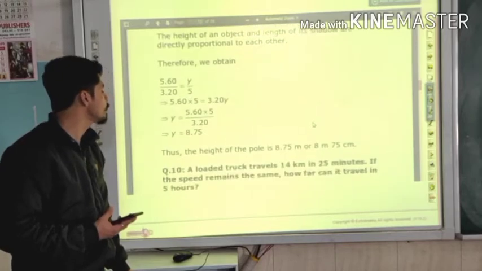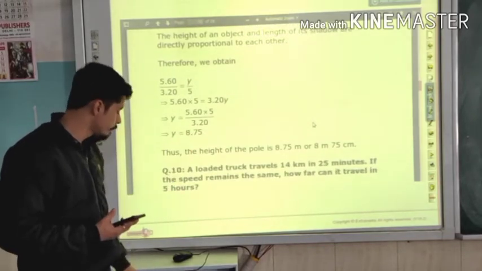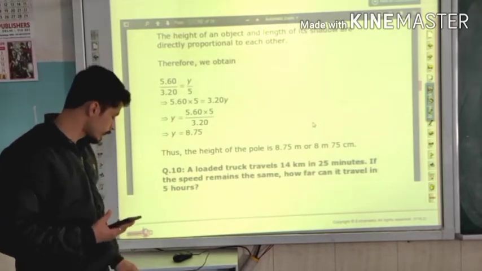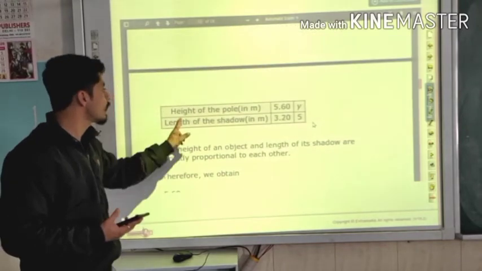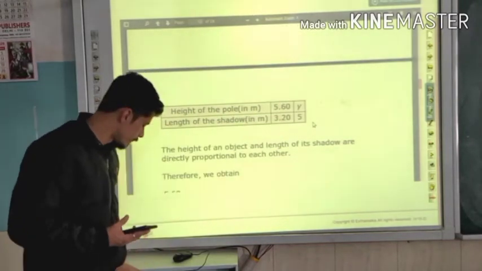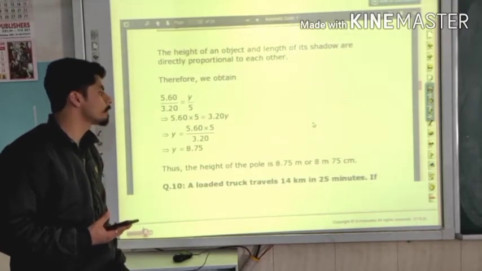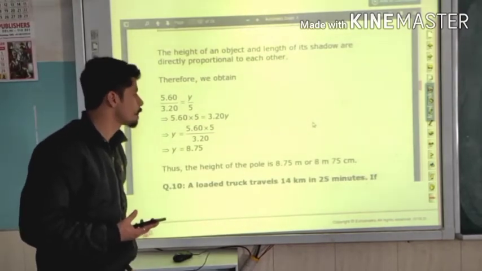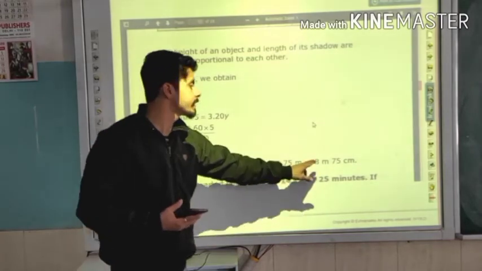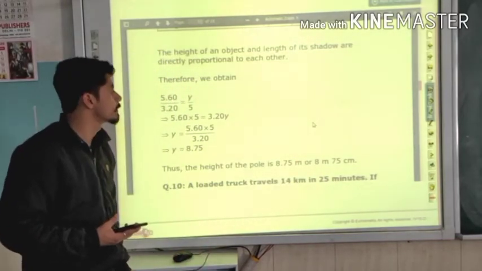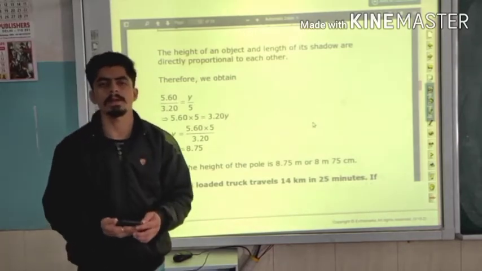Now after simplifying we get 8.75 is the value of y, and what is y here? y is the height of the pole in meter. So the height of the pole is 8.75 meter or 8 meter 75 centimeter, and that's all the solution of the question number 9.